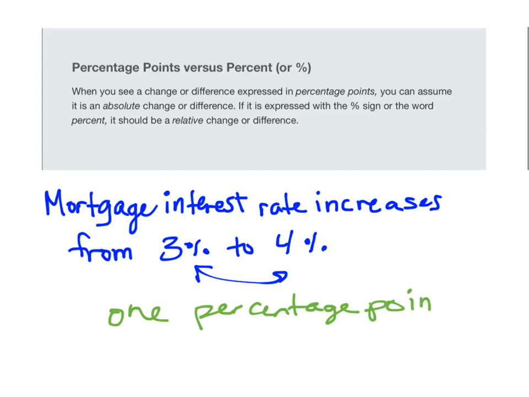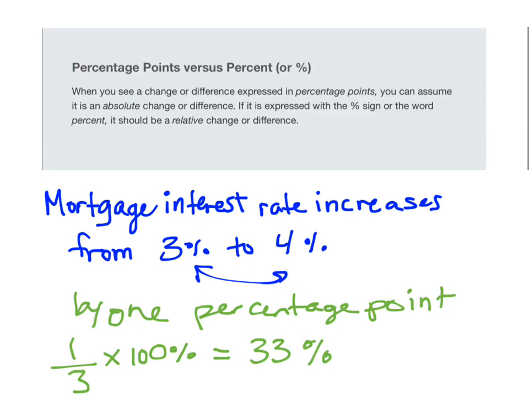Right? But if we want to talk about the percent increase, that's the relative change. Right, so we want to take the absolute change, which is 1 percentage point, and we want to divide that by the reference number, which is 3%, right, and then multiply that by 100% to turn that into a percentage. Okay, so that's actually 33 1/3%, right, or we could round to 33%. So it's correct to say that the interest rate increased by 1 percentage point, or it increased by 33%.